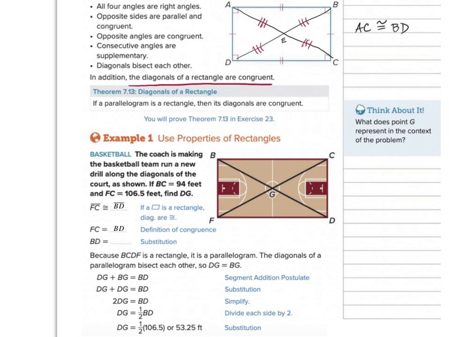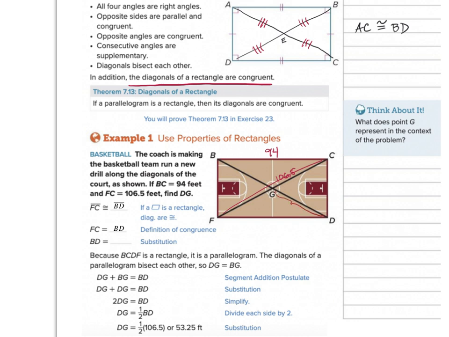So here, looking at these properties, the coach is making a basketball team run a new drill along the diagonals of a court, and we know that the diagonals should be congruent. So FC and DB are congruent. And if BC is 94 feet, FC is 106.5. Find DG.